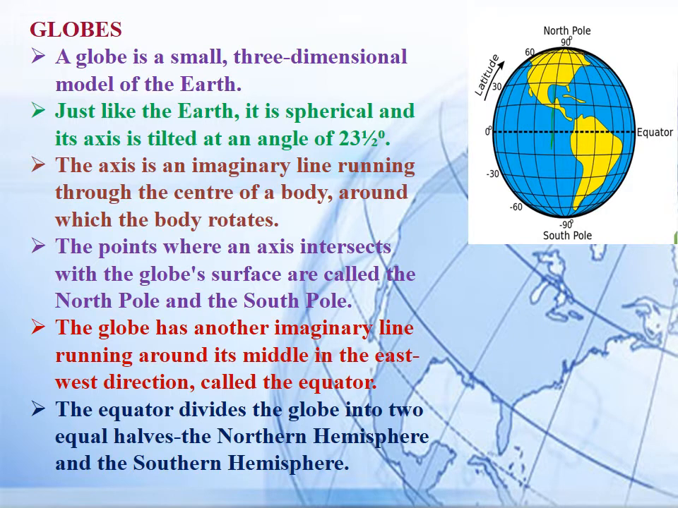The points where an axis intersects with the globe's surface are called the North Pole and the South Pole. The globe has another imaginary line running around its middle in the east-west direction called the equator. The equator divides the globe into two equal halves, that is the northern hemisphere and the southern hemisphere.